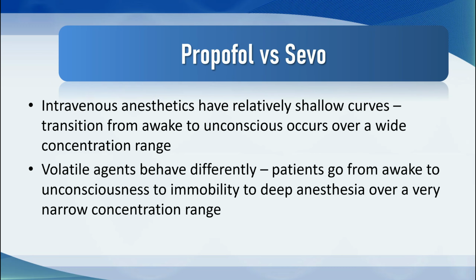Volatile agents behave differently. Patients go from awake to unconscious to immobility to deep anesthesia over a narrow concentration range. The steepness of the slope on the volatile agent reflects the fact that immobility is a network phenomenon in the spinal cord. Once a critical proportion of neurons are suppressed, movement abruptly disappears.